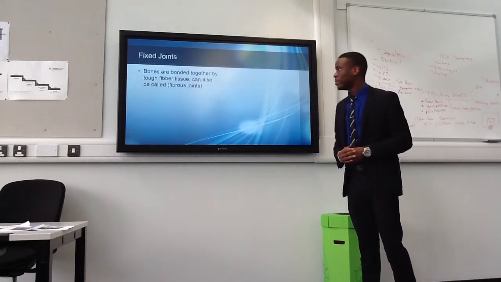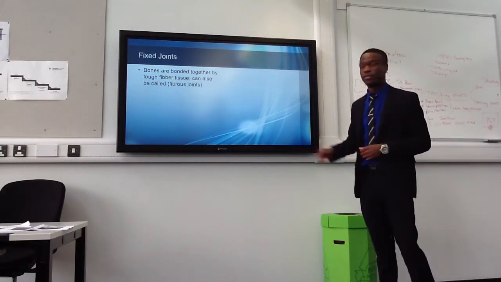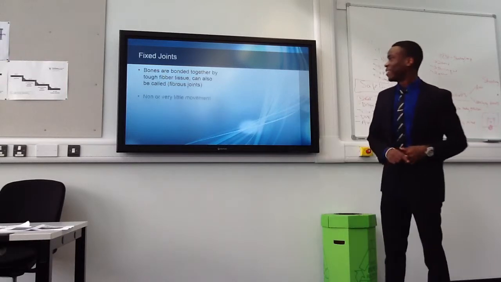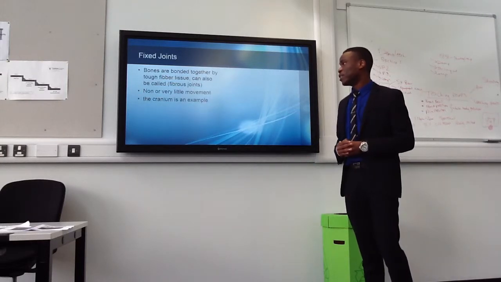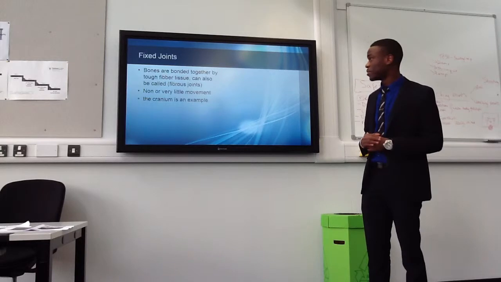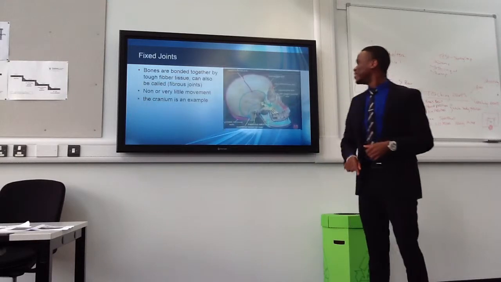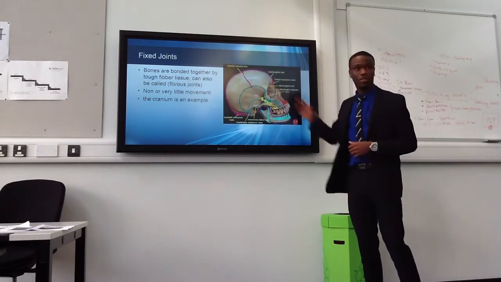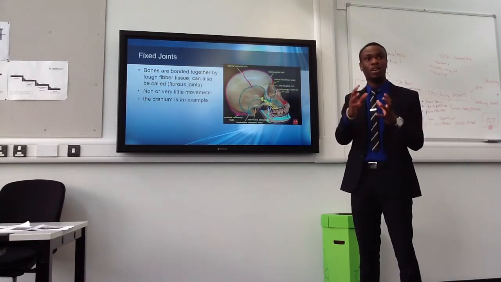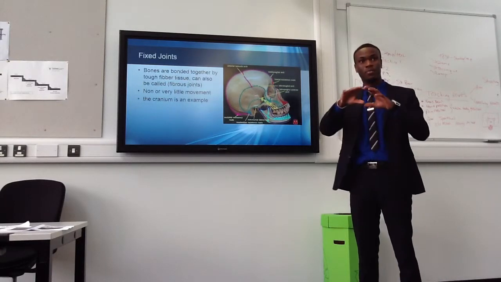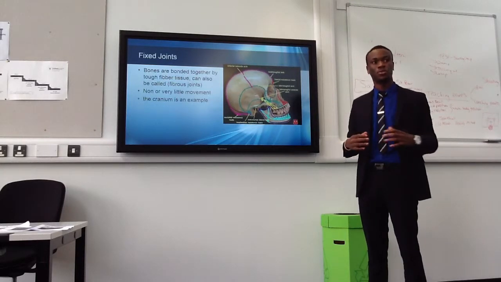Fixed joints. Bones are bonded together by tougher fibrous tissue, and these can also be called fibrous joints. So it's a new word for you. They have none or very little movement. The cranium is a good example. Here's a picture of a cranium. As you can see, it has very little movement. Obviously, when you're a baby, the cranium does move slightly. But as you grow older, it gets harder, tougher and stiffer, because your body produces calcium, making your body stronger. And yeah.